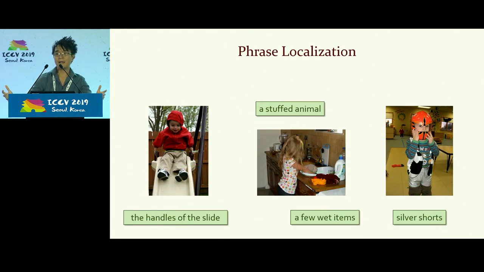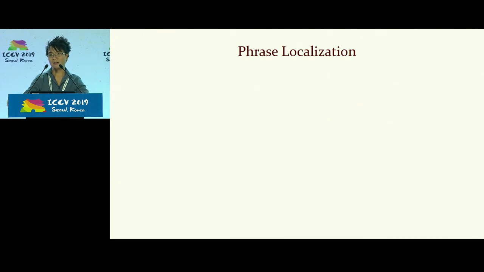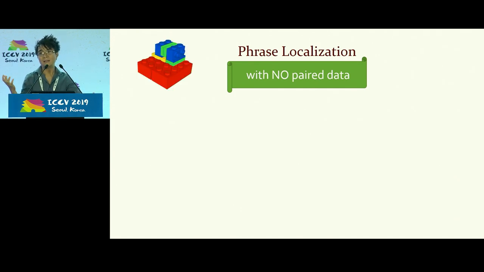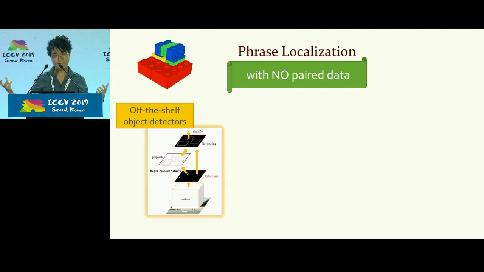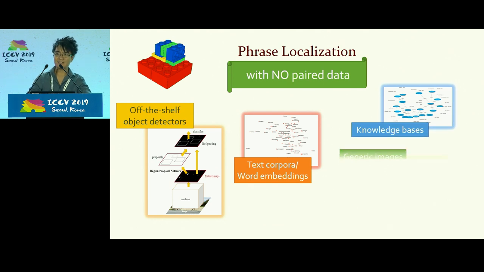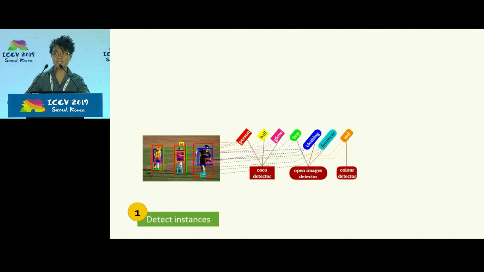So inspired by that, we can probably have a setting where we don't have the localizations or the phrases or the images. So instead, we can have a model that acts more like a human and does not learn from this data, but instead tries to build knowledge using existing tools as basic building blocks, such as off-the-shelf object detectors or word embeddings or just images in general.